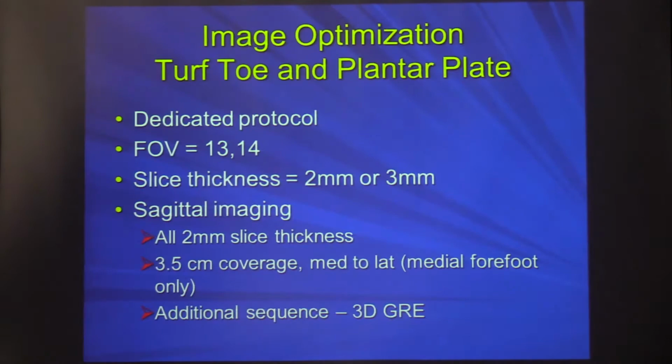When we are looking at the forefoot, it is critical to optimize the imaging. And so when we are looking at the plantar plate of the first or second ray, we are not interested in doing sagittal images of the lesser rays. You want the thinnest possible sections of the area in question. And we also add gradient echo in those settings.